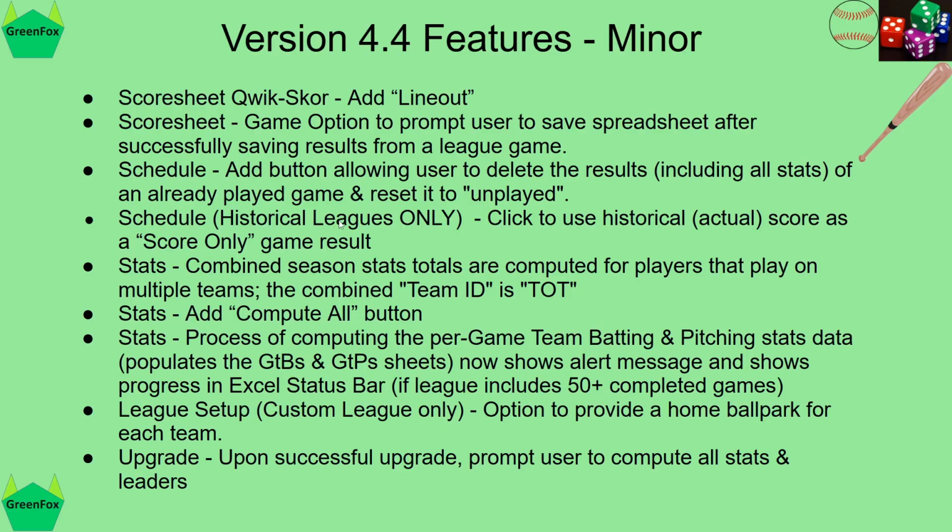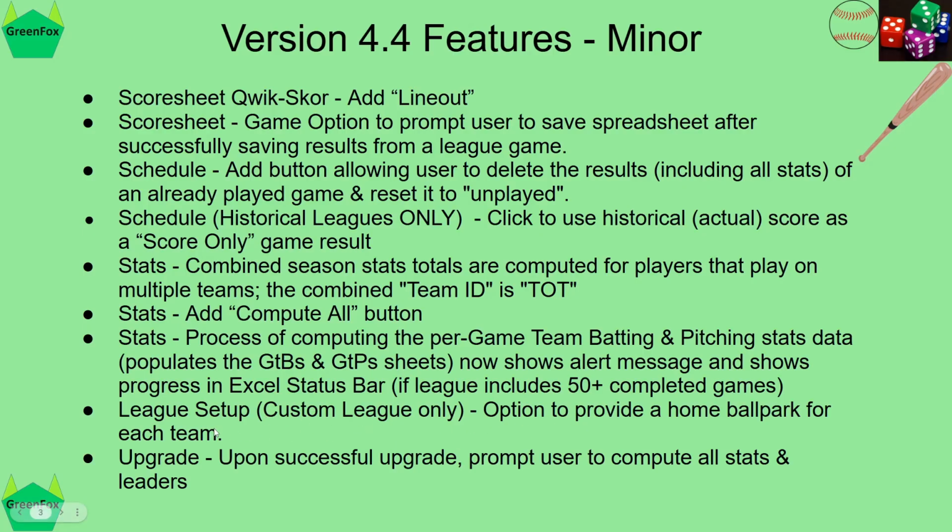A more convenient way to use historical or actual game results for score-only results. There's now it handles combined season stats for players that have played on multiple teams. I added a compute all button. Related to that slowness of saving a game, I added some messages and a little more savviness to when it does save those team game stats. That's what takes the longest. It now does it more gracefully, and I'll show you that as an example.